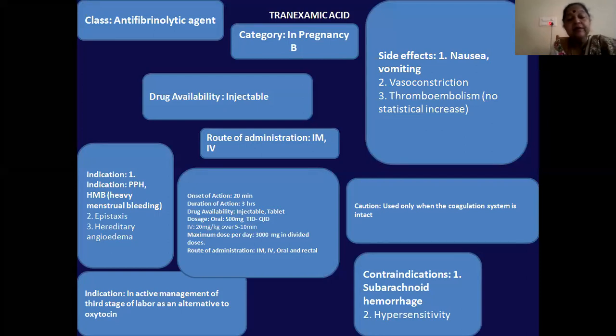How is it given? Orally you can give 500 milligram three times a day, or just before starting a cesarean you can give 20 milligram per kg over 5 to 10 minutes. The maximum you can give is around 3000 milligram in divided doses. This is a very effective treatment, and that is tranexamic acid, which definitely reduces blood loss.